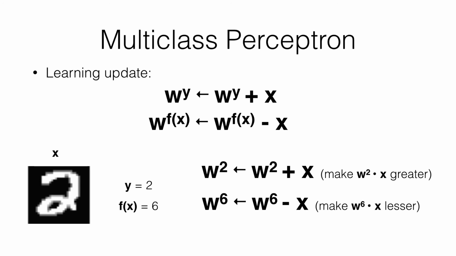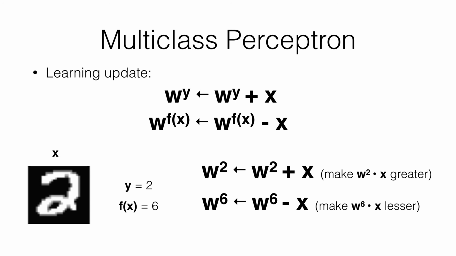So what we've done here with this update is we've made W6 times X, that score, lower. We made the wrong score, the one that we got wrong, lower. And we made the correct score that we wish we had gotten higher. So it's very, very intuitive, at least in that context. Once you think about the vector geometry, it becomes a little bit less intuitive, but it still works out.